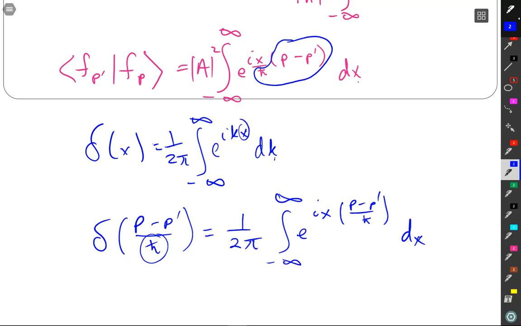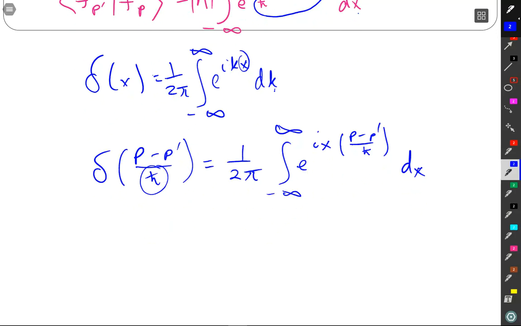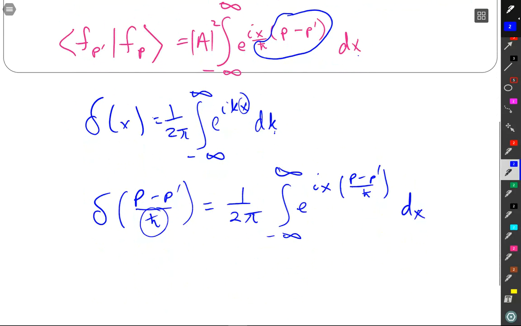It's still going to be 0 if p is not equal to p prime, but it's going to make a difference if I go somewhere else. So this h bar actually needs to be taken out of that delta and moved back to the other side. So the question is, how do I do that? Trying to think about that. In 2 minutes, I'm not going to get there.